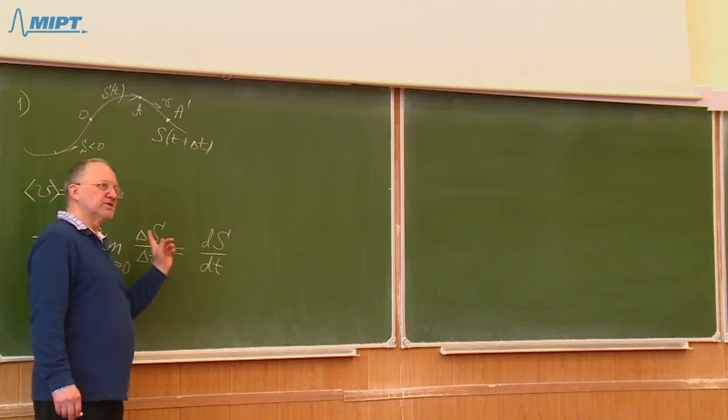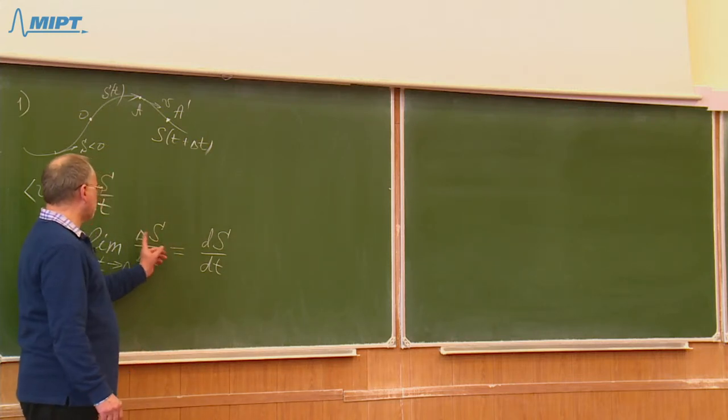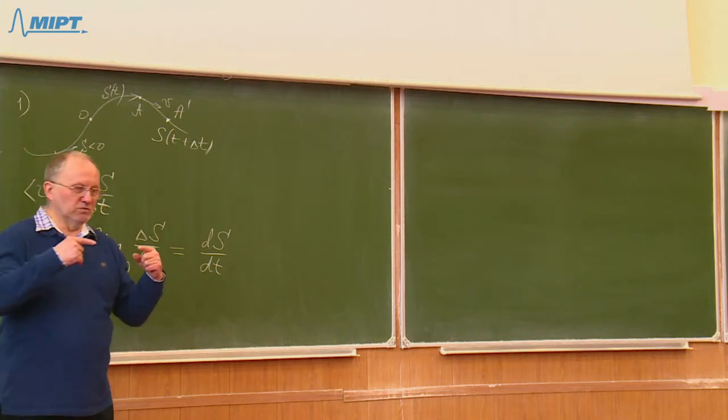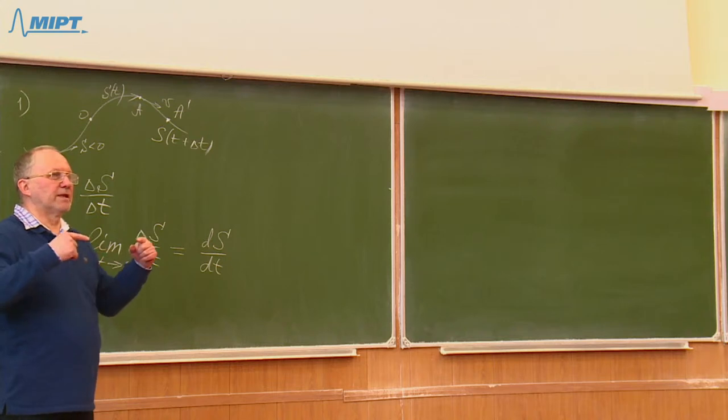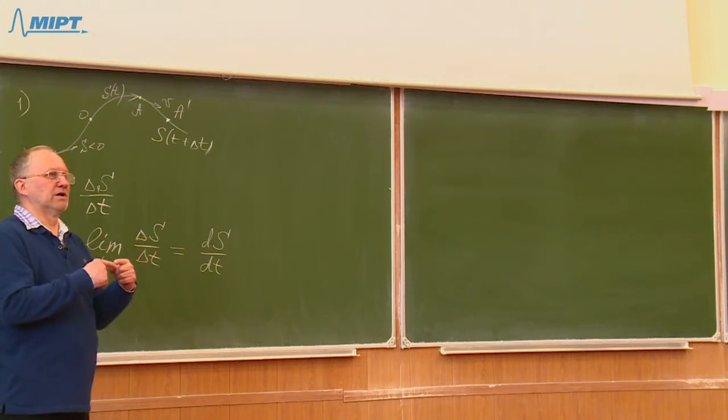Why so? In physics, it's senseless. In physics, it's impossible to allow the distance to tend to zero, because if you go to smaller and smaller distances, finally, you will reach the dimension of one atom.